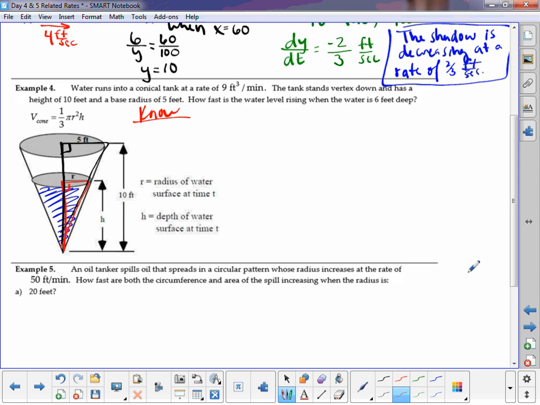Alright, let's set up that equation. So 5 over r equals 10 over h. Or you could have done 5 to 10, r to h. That way probably would have been a little bit nicer. And they told us water runs into the tank at a rate of 9 feet cubed per minute. So what is that 9 feet cubed per minute representing? The change in volume, dV/dt. So that can be positive or negative. Positive.